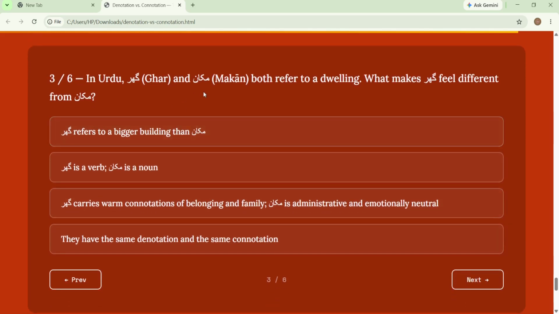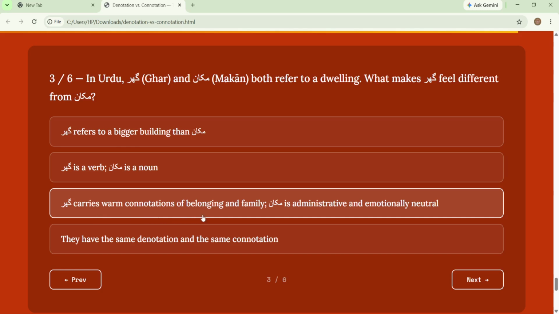In Urdu, ghar and makan both refer to a dwelling. What makes ghar feel different from makan? So let's look at the options. Ghar refers to a bigger building than makan. Well, we're not talking about size, so it's not that. Ghar is a verb and makan is a noun. Well, no grammar category was discussed, so out.